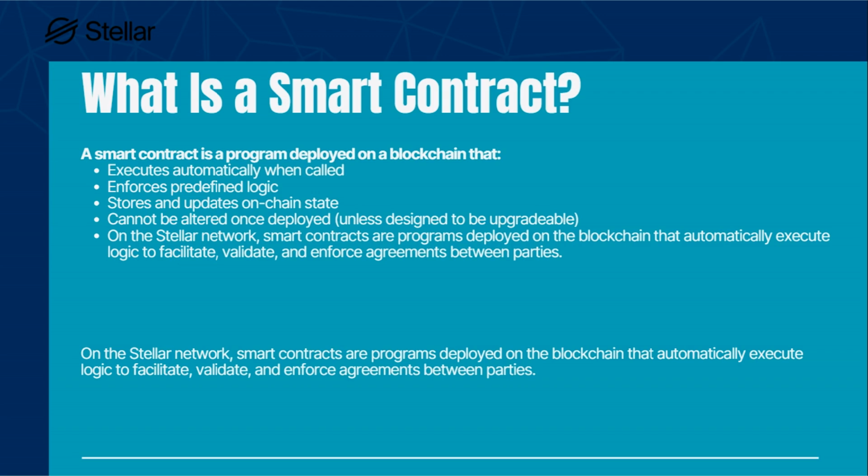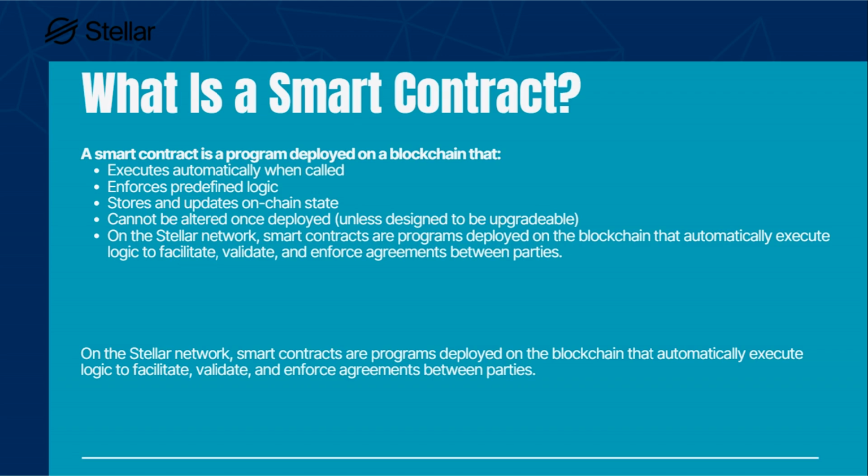Fourth, immutability. Once deployed, a smart contract cannot be altered. This is both a feature and a constraint. It's a feature because it provides certainty. Users know the rules won't change midway through the interaction. It's a constraint because bugs can't be easily fixed. Some contracts are designed to be upgradable, but this requires specific architectural decisions made before being deployed.